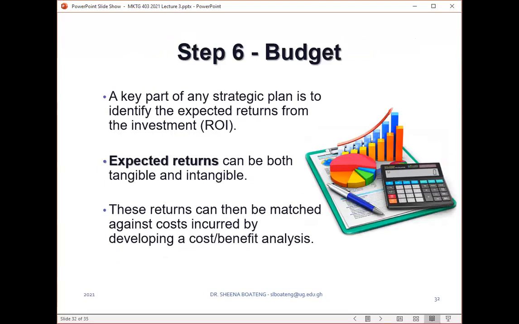Budget being one main arm of the 3M resources that the firm has to take cognizance of if they hope to achieve success when it comes to e-marketing, right? And the key part of the plan here is to identify the expected returns from the investment, because you can't just invest money without knowing what the money is going to be used for and what you stand to gain out of the money being used for that particular activity.